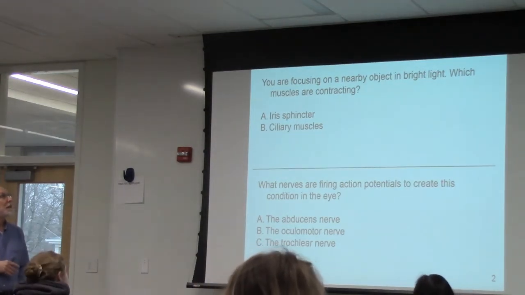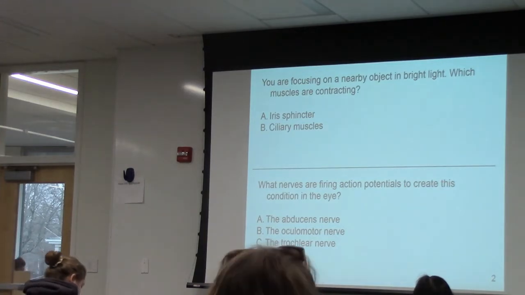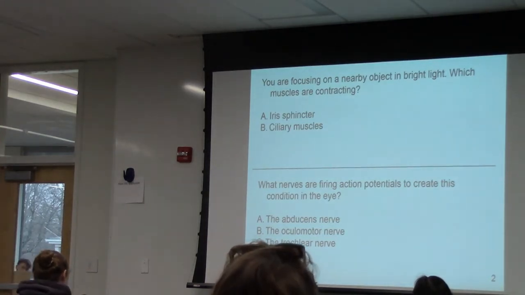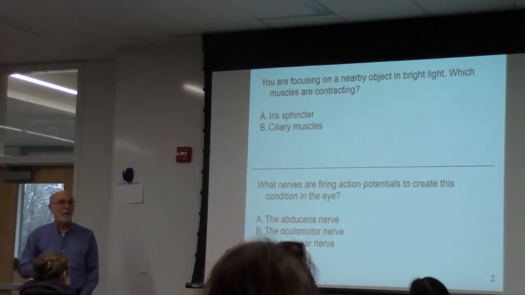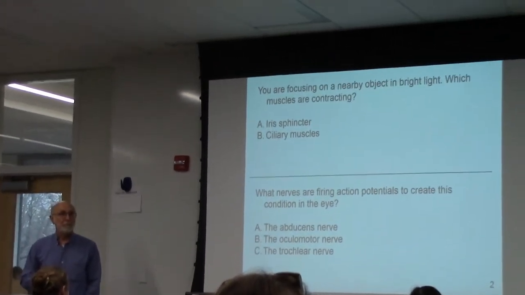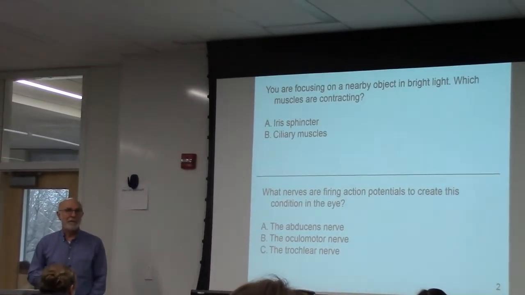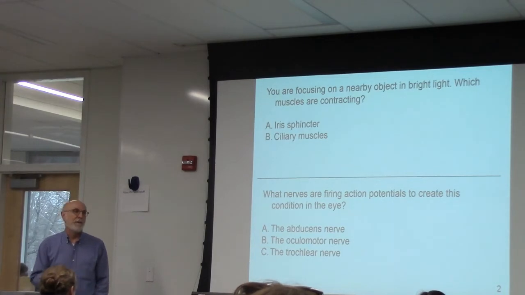You're focusing on a nearby object in bright light. Which muscles are contracting? I'm just going to give you hints because these are pretty straightforward. I'm sorry, there's three choices. There's A, B, and both. Right? Three choices.